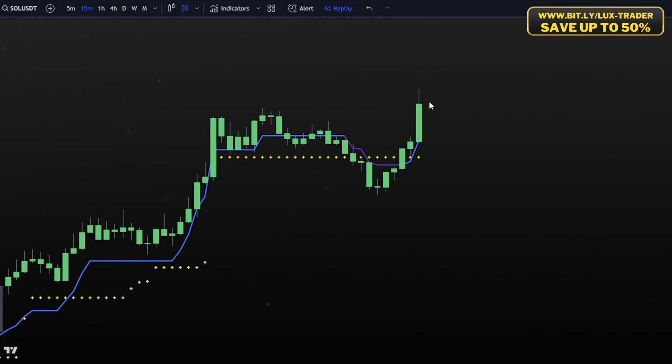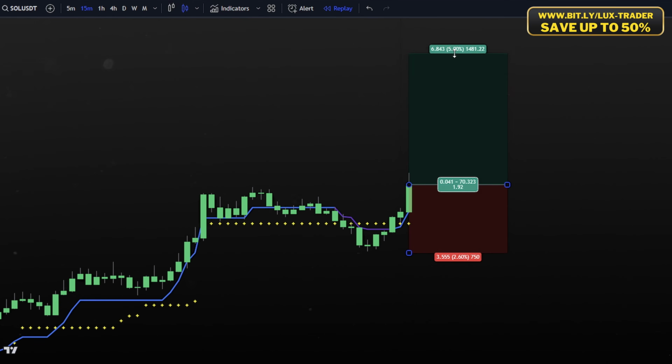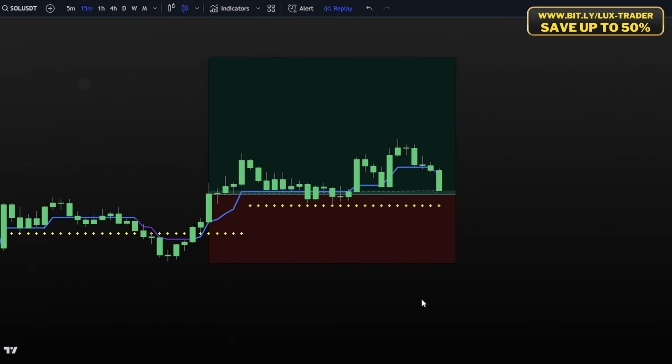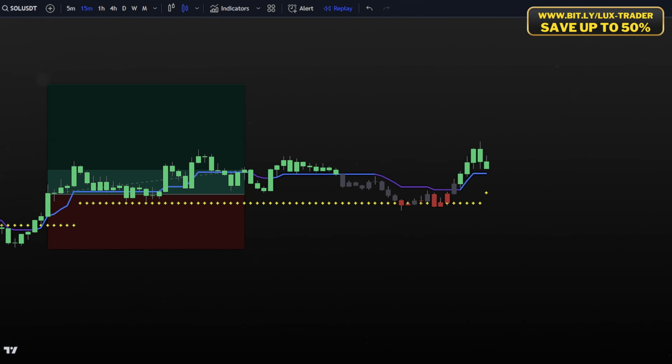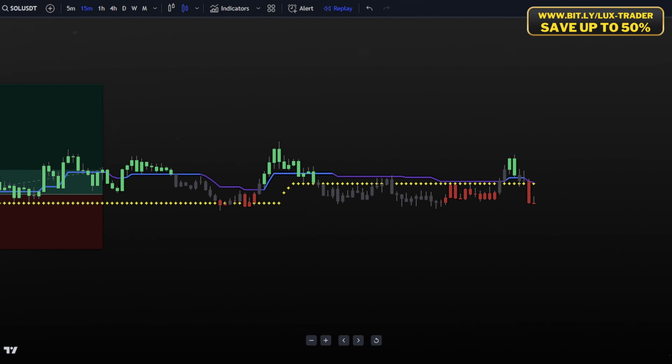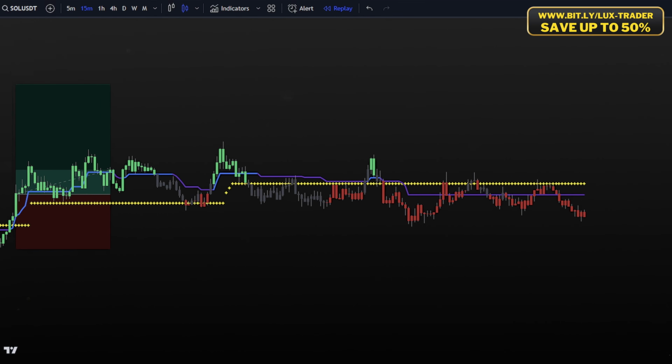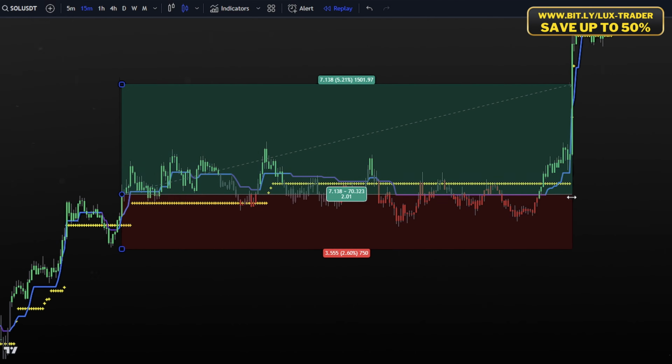As both conditions are met at this candlestick, you want to open a buy trade and set your stop loss below the last swing low. For profit taking, target either a 1 to 1.5 or a 1 to 2 risk to reward ratio, depending on your risk management preference, asset, and time frame. For Solana, I'm going with a 1 to 2 risk reward.